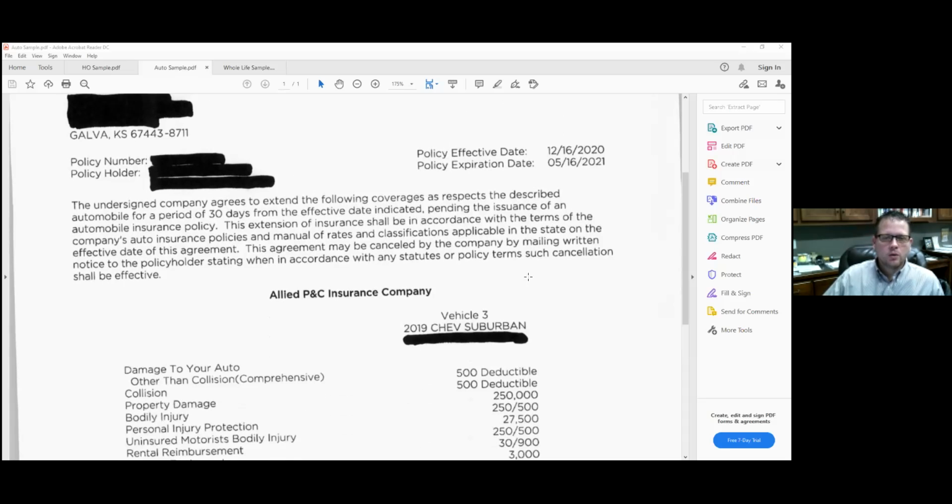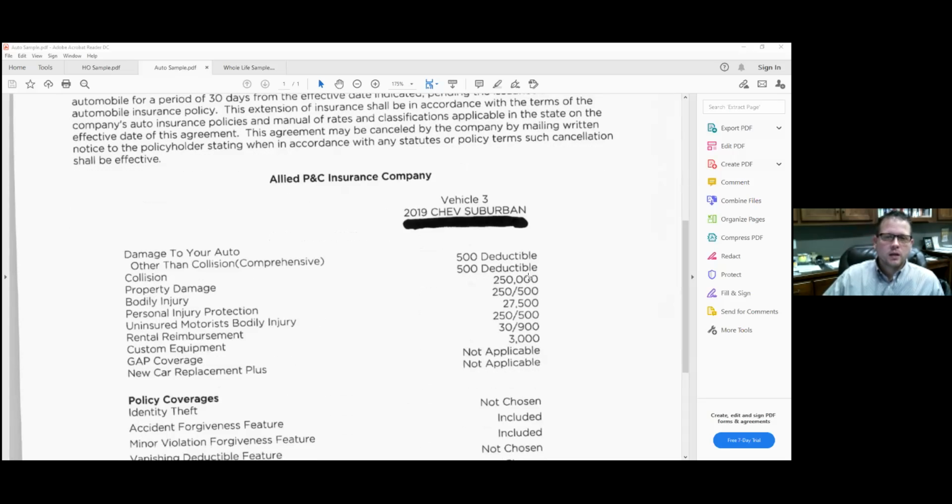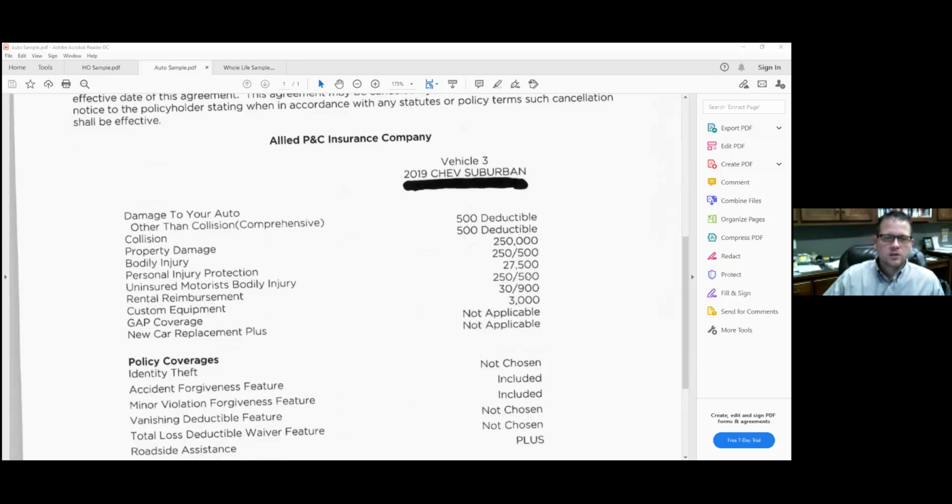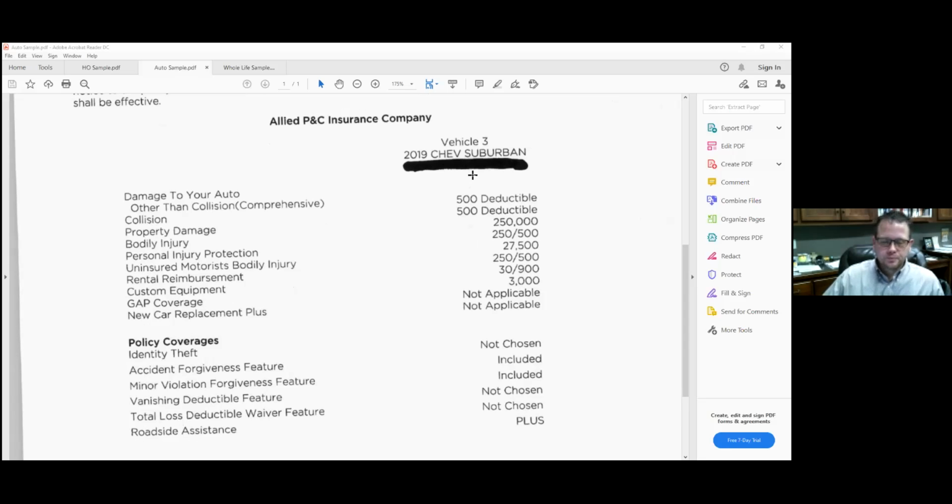And then on an auto insurance policy, we will find a list of vehicles. We're only going to look at one of this person's vehicles. They actually have four. But vehicle number 3, they purchased a 2019 Chevrolet Suburban, and they needed to get coverage on that. And so we went ahead and we added it to the policy. And I think what we'll do, similar to what we did with the home stuff, is we're just going to walk through the coverages here, and we're going to talk about what each of them means.